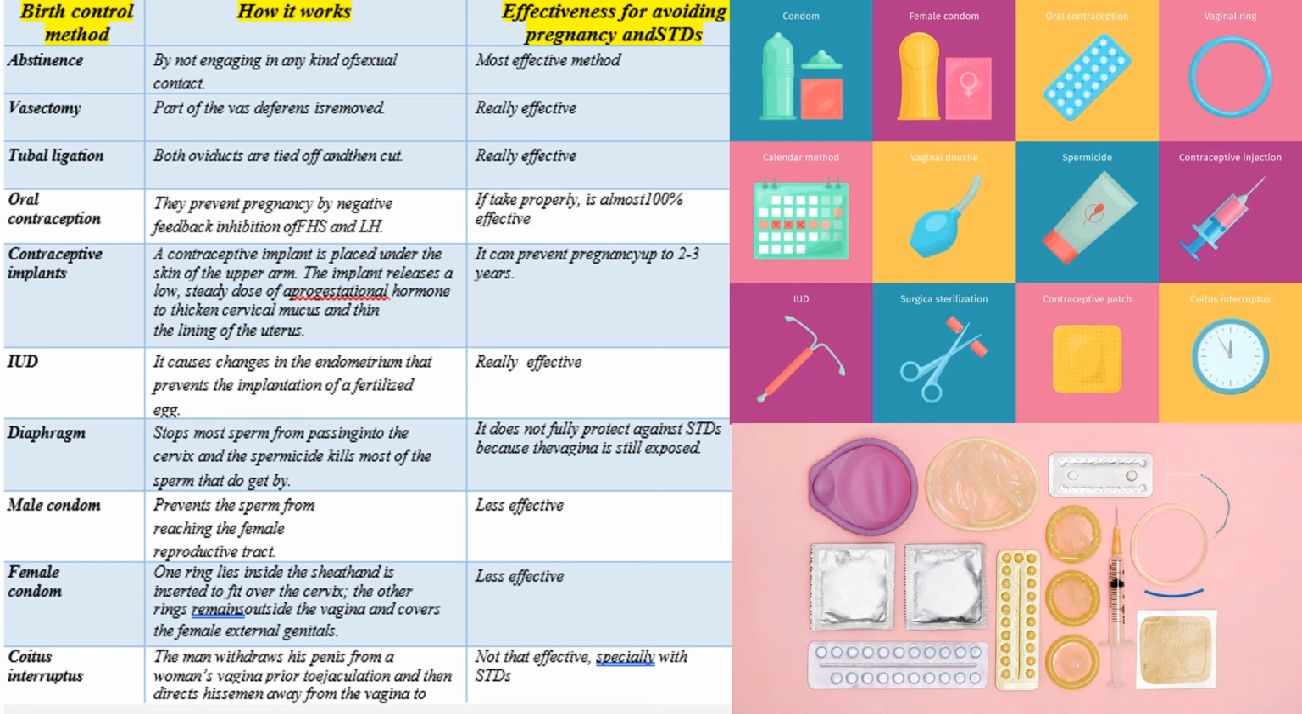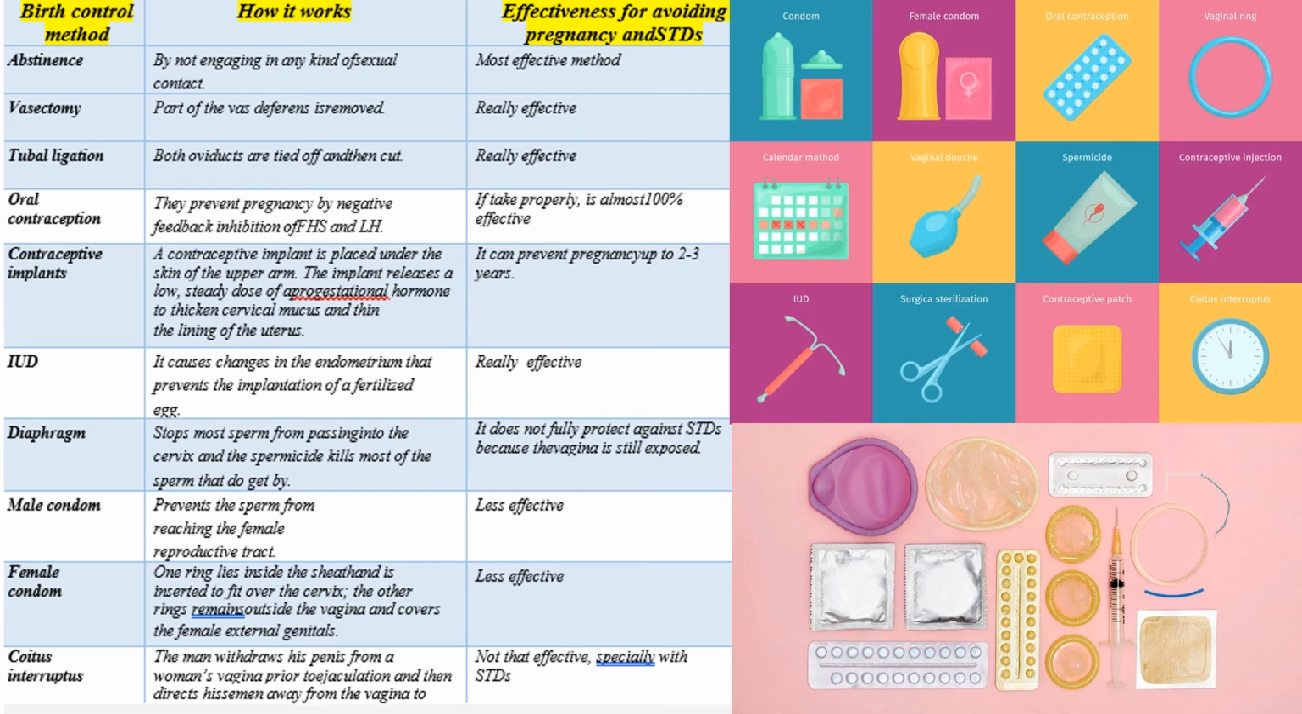Then we have the IUD, that is a really effective one. It causes change in the endometrium that prevents the implantation of a fertilized egg. Diaphragm. Sorry. It does not fully protect against STDs because the vagina is still exposed, of course. It stops the sperm from passing into the cervix, and the spermicide kills most of the sperm that do get by.